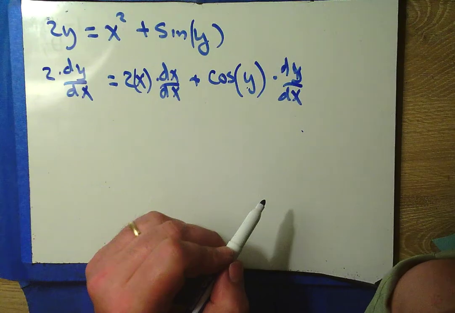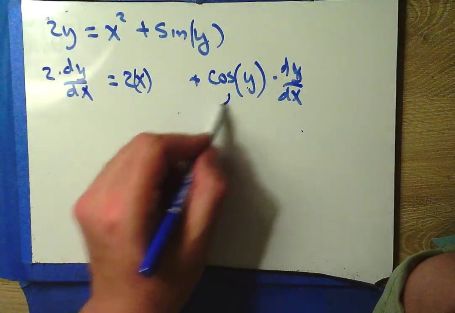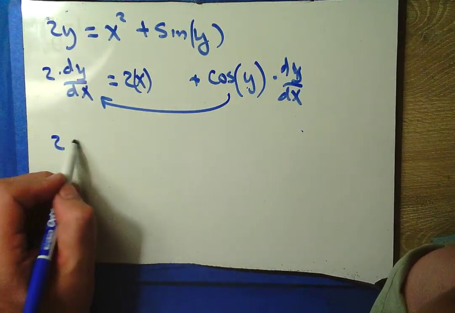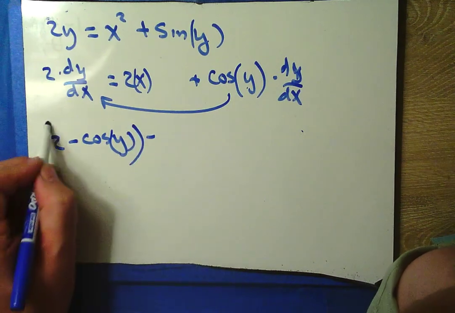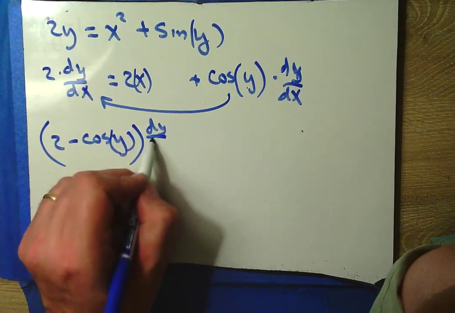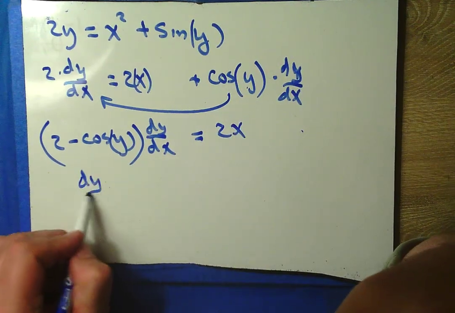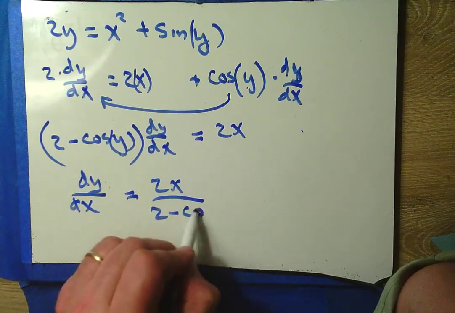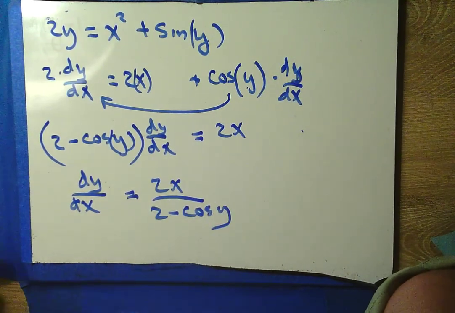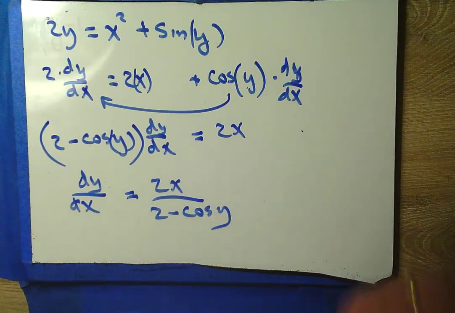Okay, now move all the dy/dx's to one side. I think I'm going to move them over there. 2 minus cosine y times dy/dx equals 2x. And so dy/dx equals 2x over 2 minus cosine y. All right, there's the first derivative, but wait a minute, I wanted the second derivative. So let's have a second derivative.